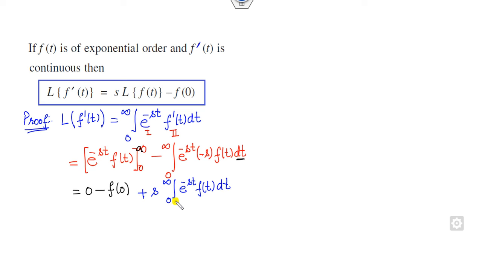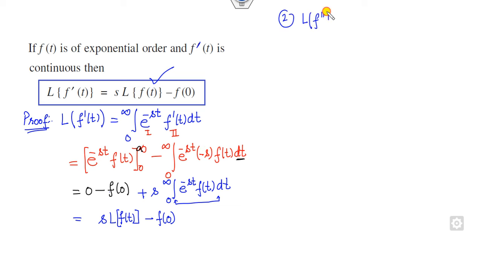Can you identify which term this is called? This is the Laplace of f. So I write it as L of f of t minus f of 0, and that is the required proof of this result. Similarly, the second result is how you can find the Laplace of the second derivative.